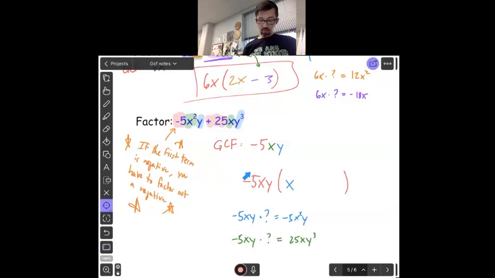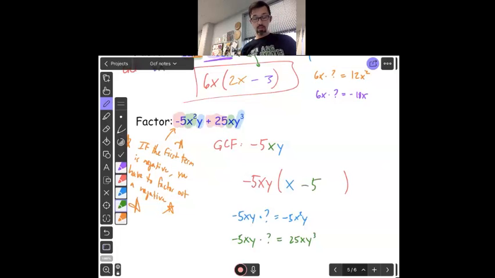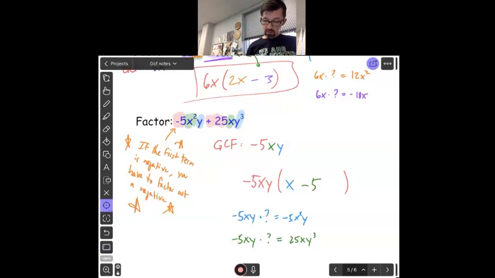25 and negative 5. What would I need to multiply negative 5 by in order to get positive 25? I'd have to multiply by negative 5. I've got 1x here, and I've got 1x here. I don't need any more x's. I have 3 y's here, and I have 1 y here, missing 2 y's. Good one. 5y squared. So again, just checking that: negative 5y squared times negative 5xy. Positive 25. I have 1x, and I'd have 3 y's, which is what this is.